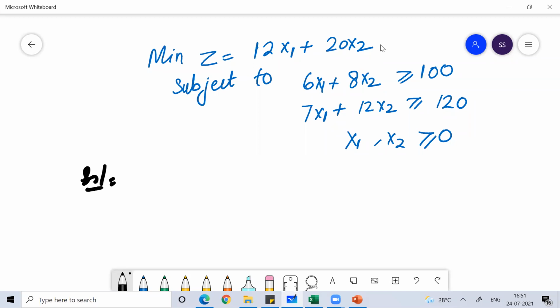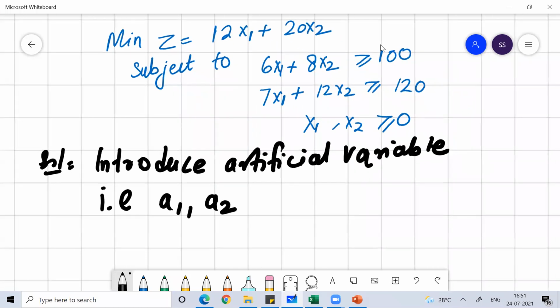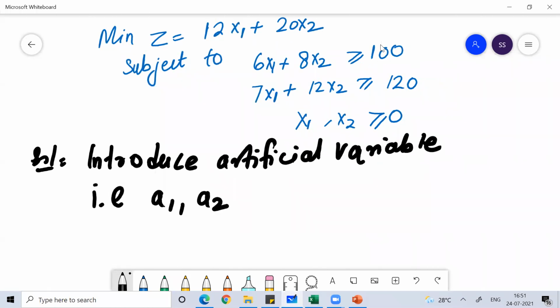When you face this kind of situation, you can introduce artificial variables, let's say a1 and a2.